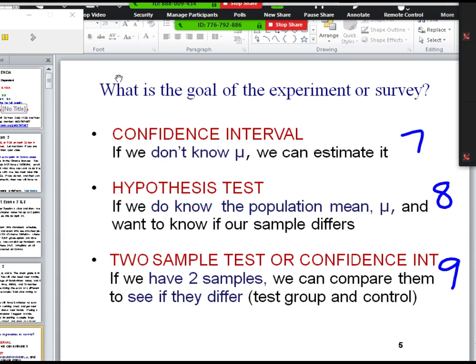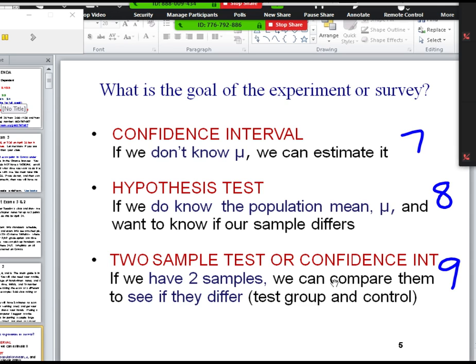So here we're talking about this last part. This is inferential statistics. We've taken our survey or our sample, and we've gotten data. We've gotten our x-bar and our s. Then we have to figure out what the goal is. Why do we do this experiment in the first place? If we don't know our mean and we're trying to estimate it, then we take a confidence interval. That's Chapter 7. If we think that our population somehow differs from the general population, then we take a sample of our population and compare that to the general population and see if they differ. That's the hypothesis test, Chapter 8.